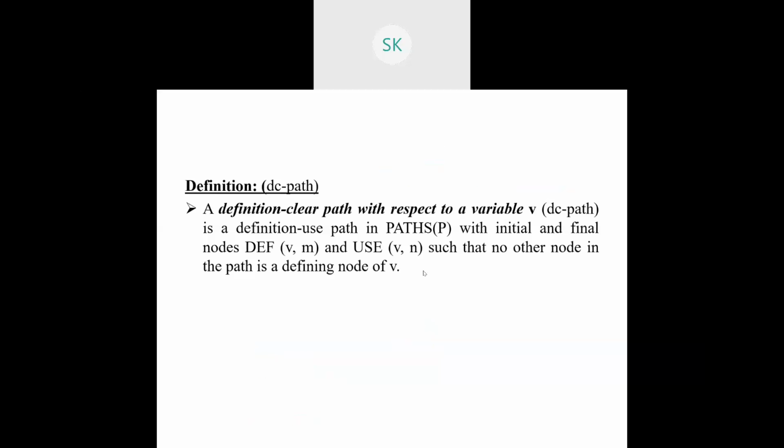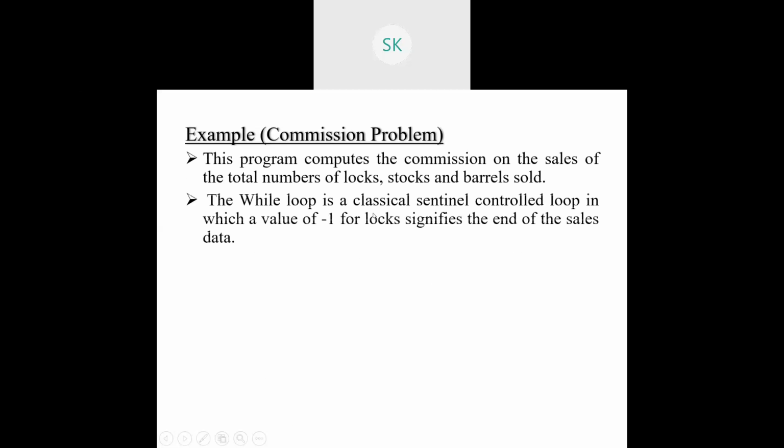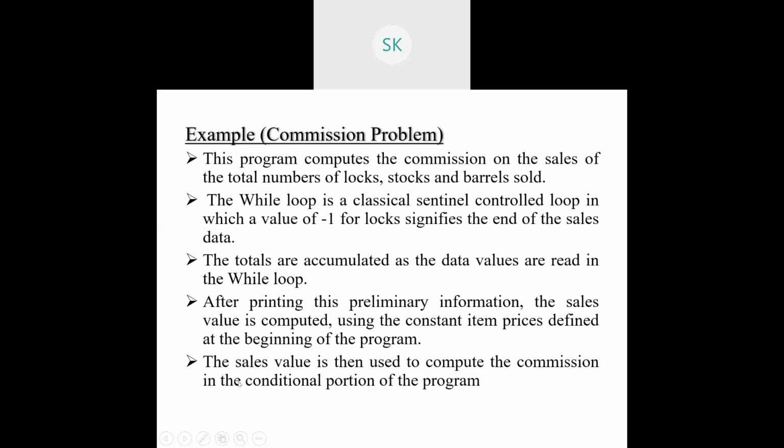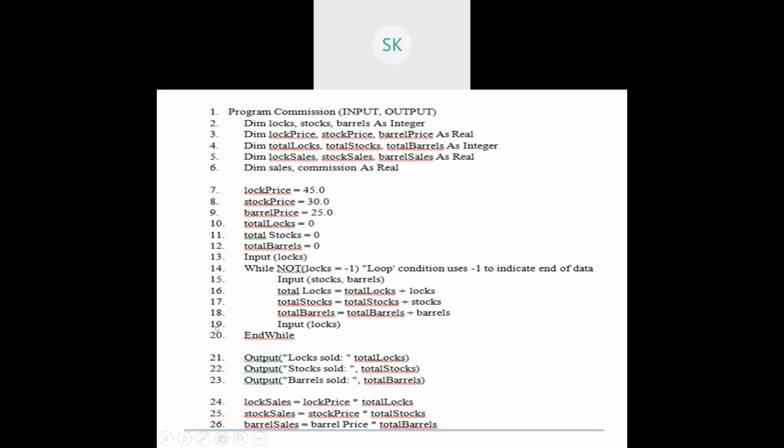Next, an example has been taken here. The example is the commission problem. We know this program, so we'll not talk about this slide now because it will be explaining your commission problem. That's it, nothing else. So what we need to give as input is three variables: logs, stocks, and barrels. With respect to logs, one price will be fixed. With respect to stocks, one price. Similarly for barrels, one more price, right?